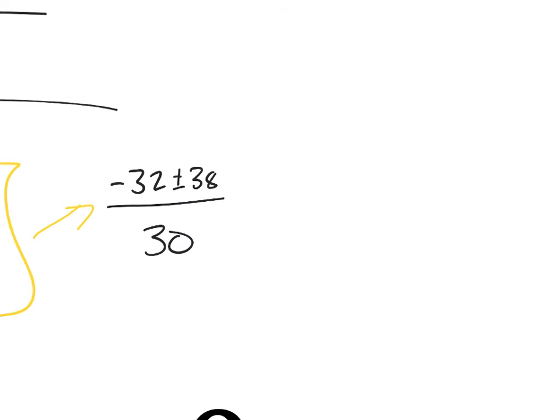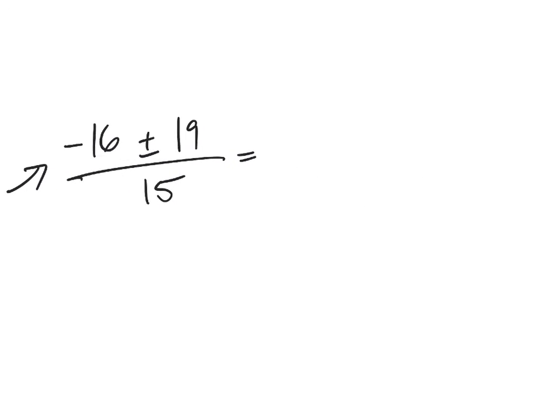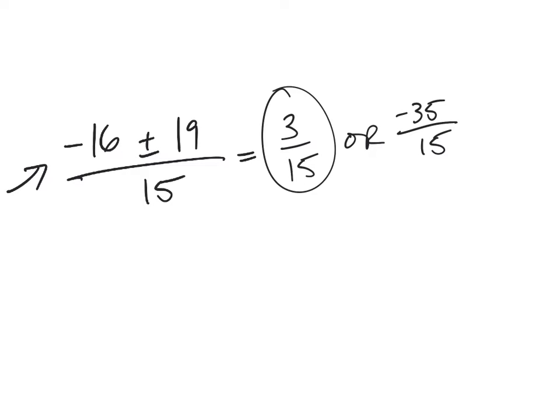Now, all of them are even, so I can divide everything by 2. So I would get negative 16 plus or minus half of 38, which is 19, all over 15. Okay, let's just finish this one really quick. Negative 16 plus 19 is 3. And the minus is negative 16 minus 19, which is negative 35 over 15. Okay, this is 1/5.